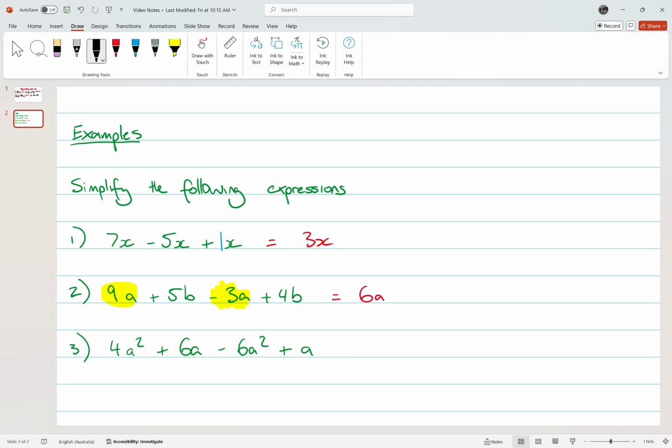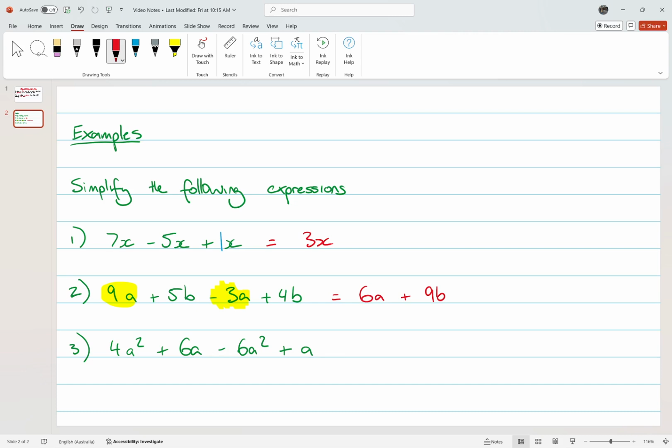And from that, we can now do the b's. We have 5b plus 4b, which would be equal to 9b. We don't change it to 9b squared or anything like that. It's just 5b plus 4b. And now we have 6a plus 9b. What we cannot do is say, oh, that's 15ab. Again, they are not like terms. We cannot combine them. That is your answer, in its simplest form.